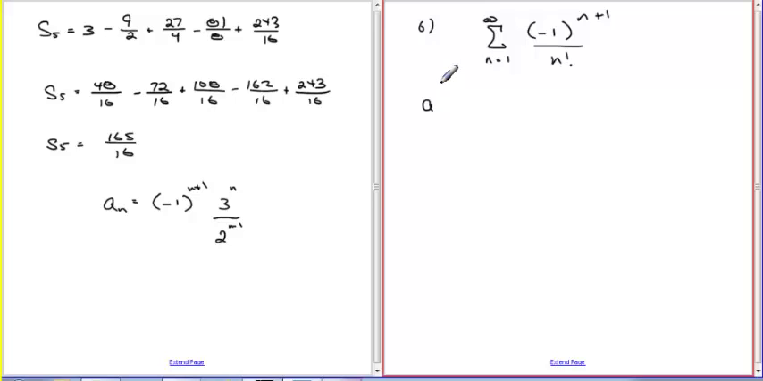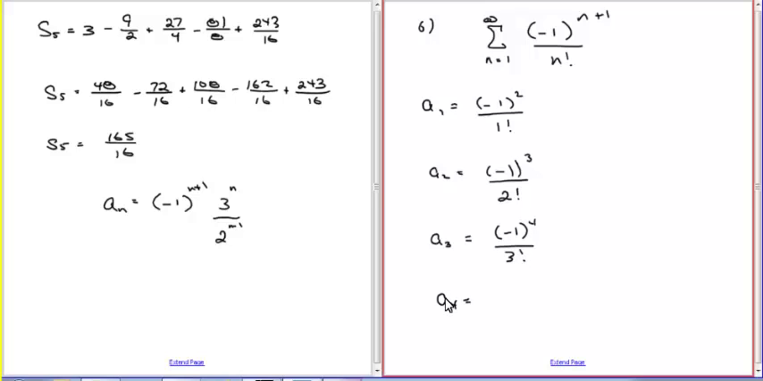Okay. So A1 would be -1 squared divided by 1 factorial. A sub 2 is -1 cubed over 2 factorial. A sub 3 is -1 to the 4th power over 3 factorial. -1 to the 5th power over 4 factorial. And the 5th term is -1 to the 6th power over 5 factorial.